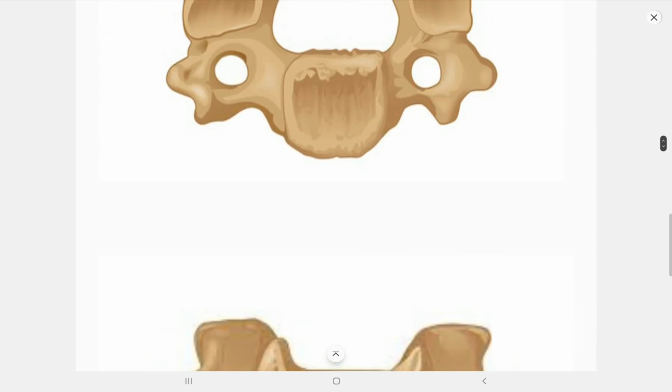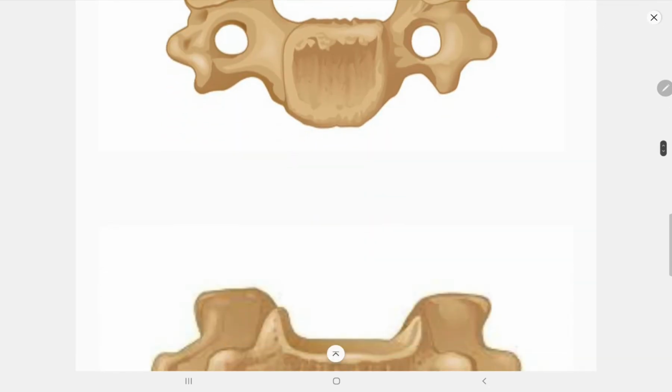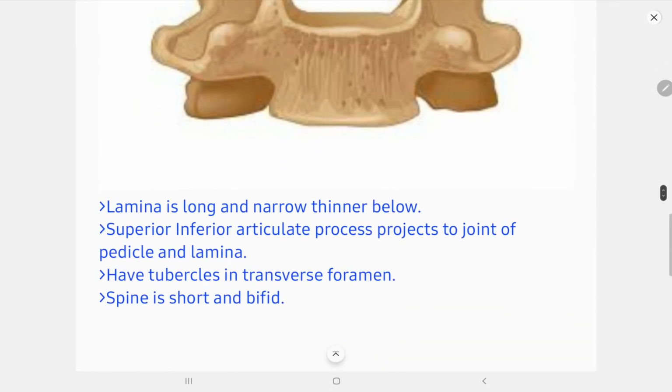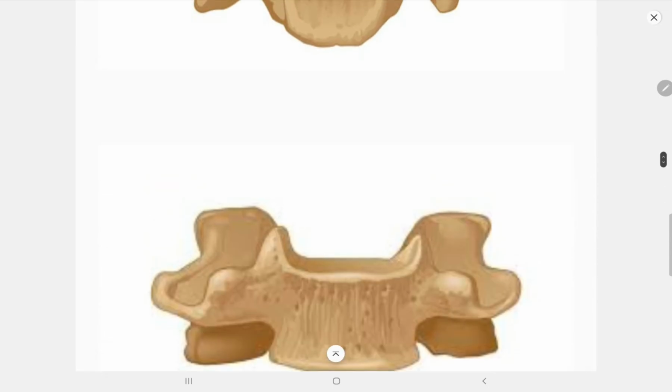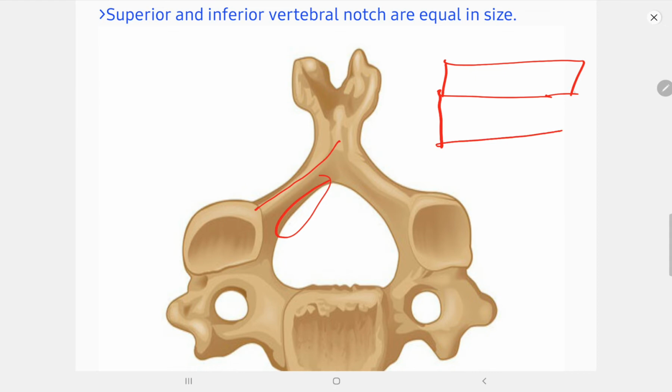Lamina, what do you mean by lamina? I have showed you the lamina here. This portion is lamina. This portion is lamina. Lamina is long and narrow, thinner below, which means that if the top portion is like this, that means it will be narrow underneath. I hope you have understood.